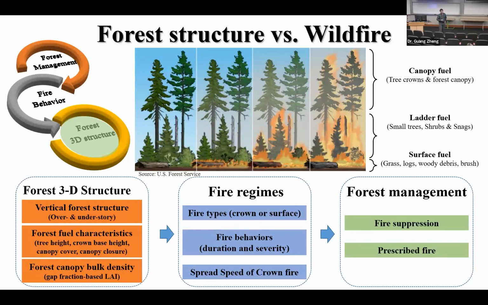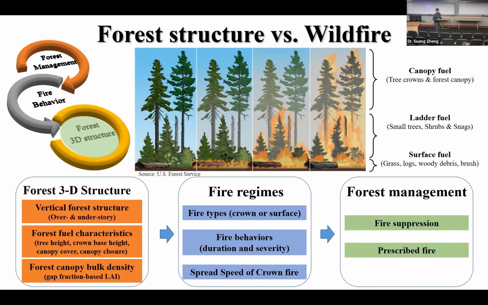Okay, the first one, I'm going to show you the relationship between the forest structure and the wildfire. Definitely, the wildfire will burn the forest and change the forest structure. But how does the structure affect the wildfire? Because we know the forest has a vertical structure. They have the overstory and understory that can divide the forest fuels into three different layers: canopy fuel, ladder fuel, and surface fuel.